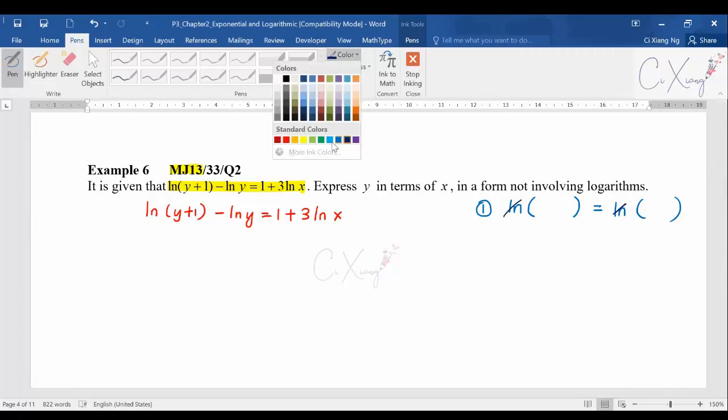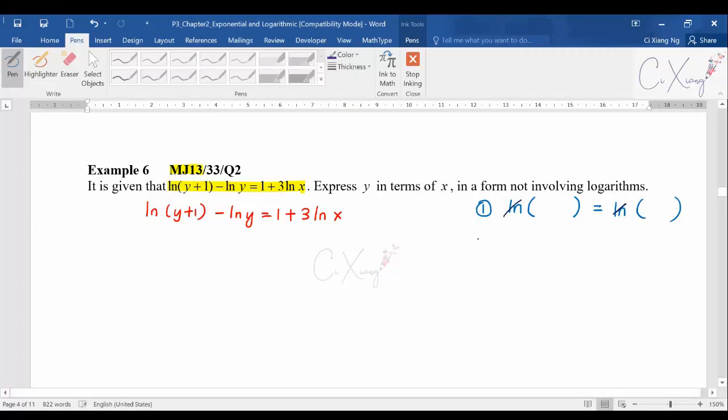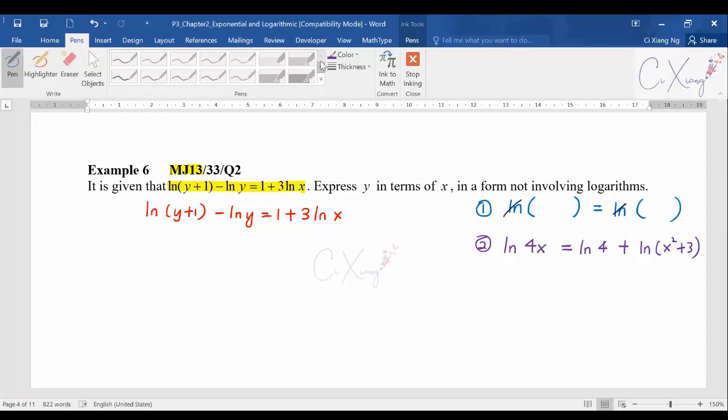Okay, and then now let's say you have ln of something. Let's say I give you ln 4x equals ln 4 plus ln x as an example. Simply a very simple example, or maybe I change it a bit. Maybe I change this one to x squared plus 3. So for this kind of equation, you have ln 4x equals ln 4 plus ln (x squared plus 3).